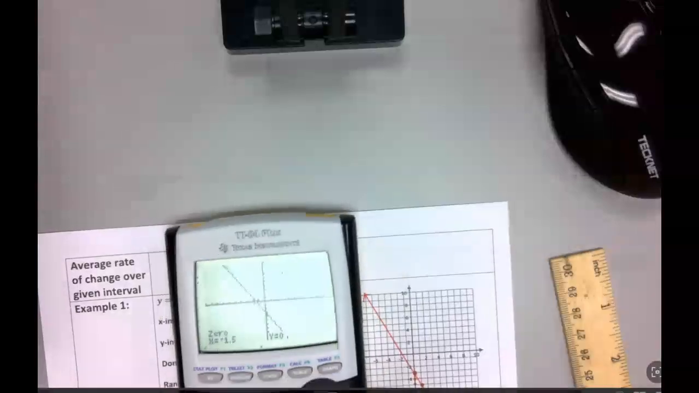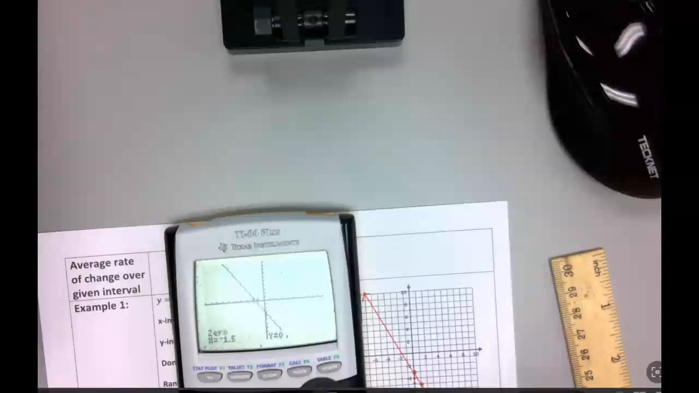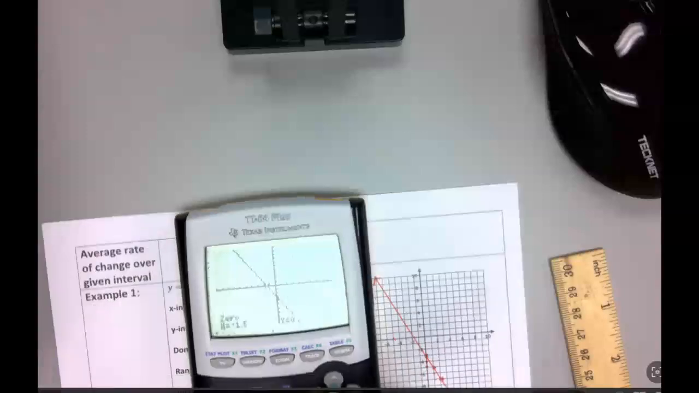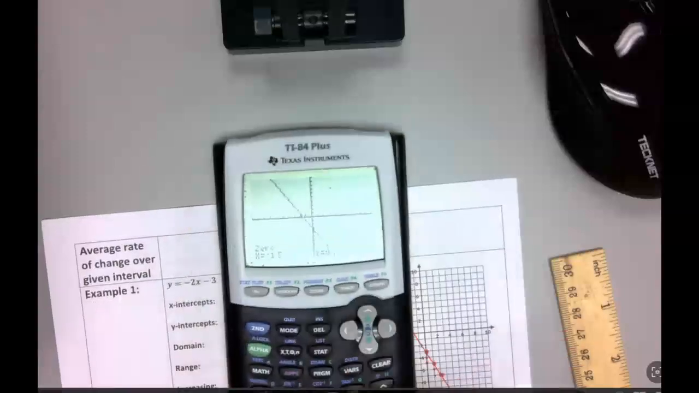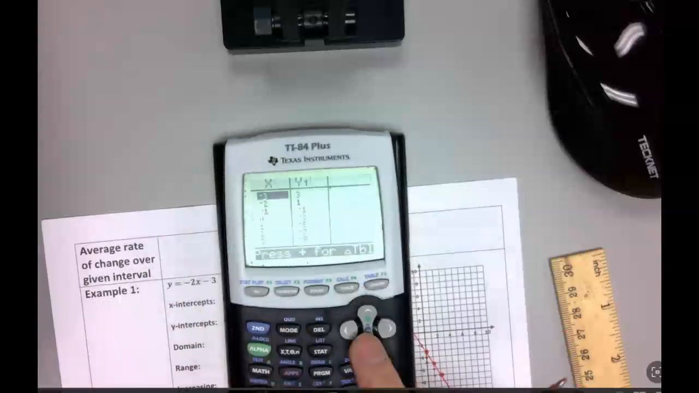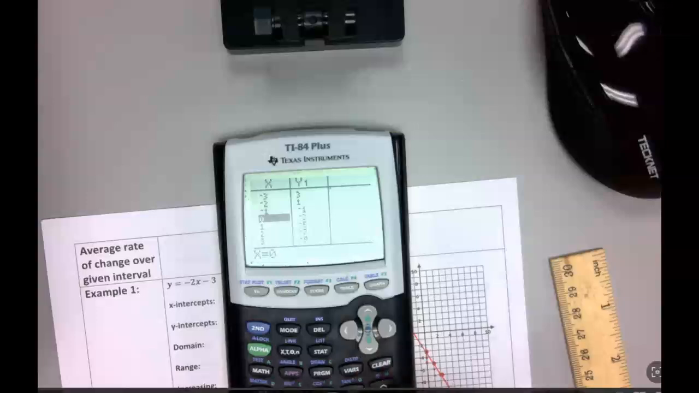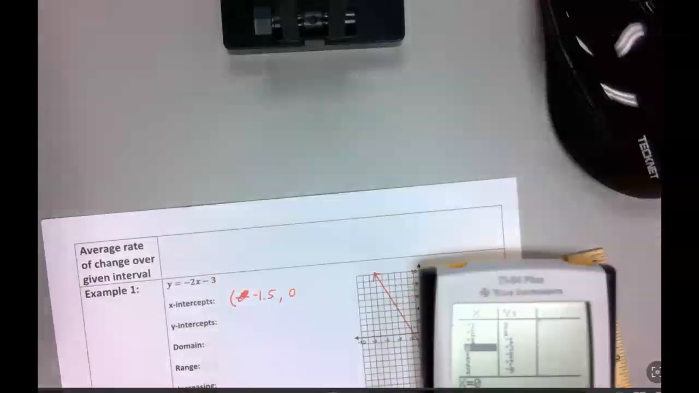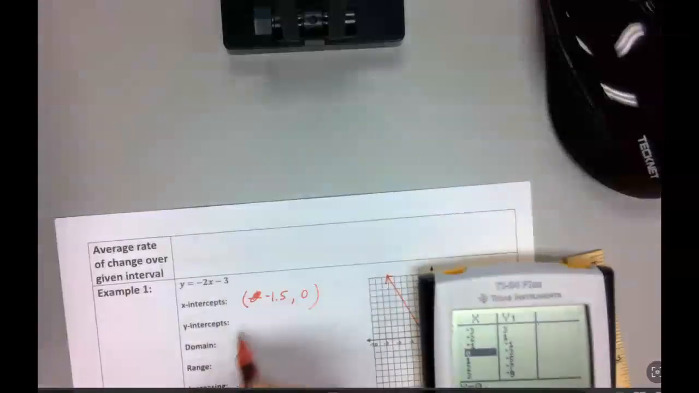Now to find the y-intercept, that's where x is 0. That's easy. You can just go to your table. Hit the second key, table, and you see where x is 0, it is negative 3. We should already know that from the equation, right? So the y-intercept is (0, negative 3).